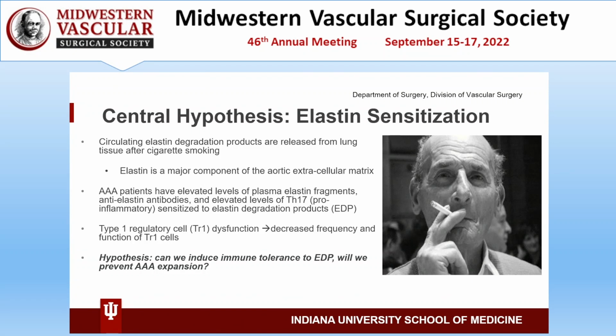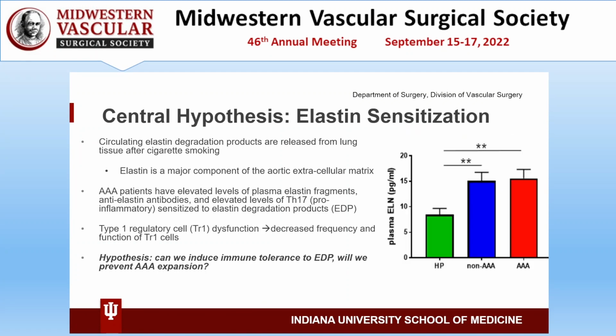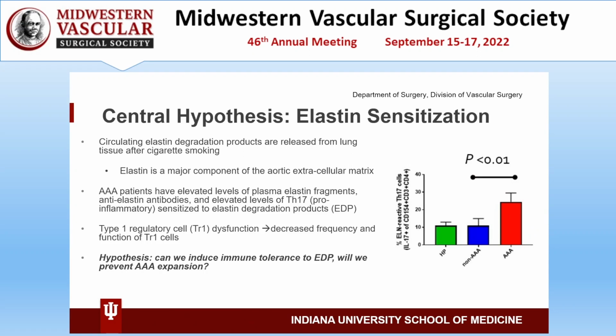AAA patients have been found to have elevated levels of plasma elastin fragments, anti-elastin antibodies, and elevated levels of Th17 pro-inflammatory cells sensitized to these elastin degradation products. We isolated these Th17 cells from AAA patients, healthy patients, and risk factor matched controls with no AAAs. We exposed them to elastin degradation products and then performed flow cytometry. We found significantly upregulated expression of CD154, a marker of T cell activation, suggesting there is sensitization to elastin.